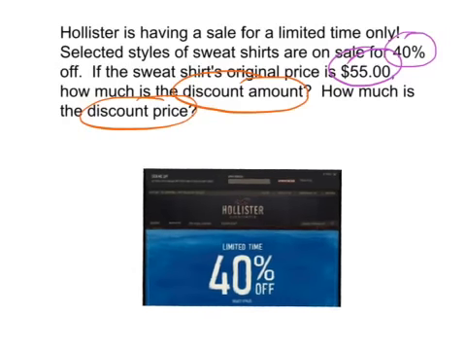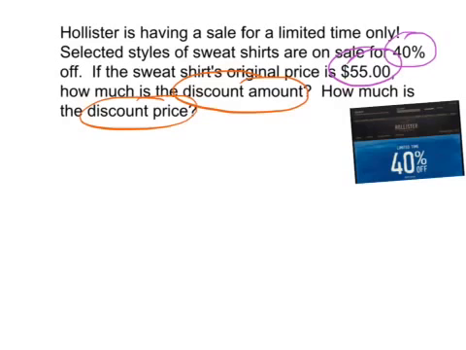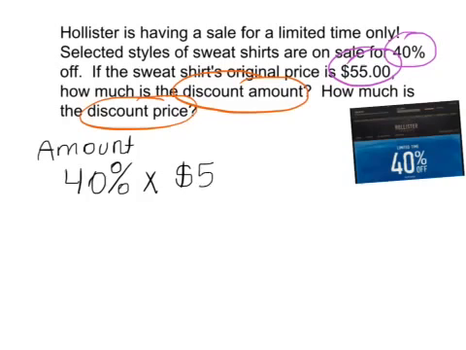So we're going to use these pieces of information to answer the two questions. First, we're going to find our discount amount. And in order to find the discount amount, you're going to take the rate of the discount. In this case, it was 40% off. And times that by the whole amount of the sweatshirt.